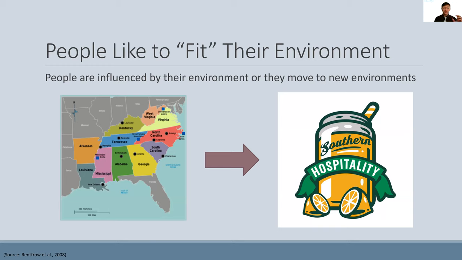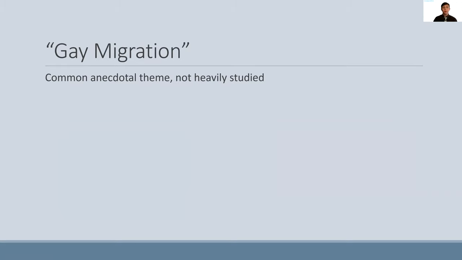And this is this idea of selective migration, where people will go to places that fit them and leave places that don't fit them. So this kind of migration has been discussed before with some other groups, such as lesbian and gay individuals. There's this concept of gay migration, where gay people have a tendency to move to more open places, typically big cities, to find their community and to feel accepted there.